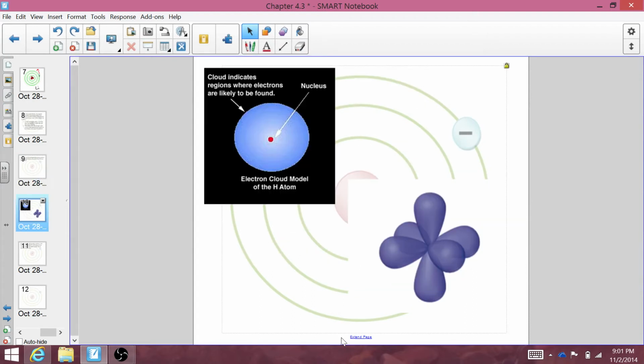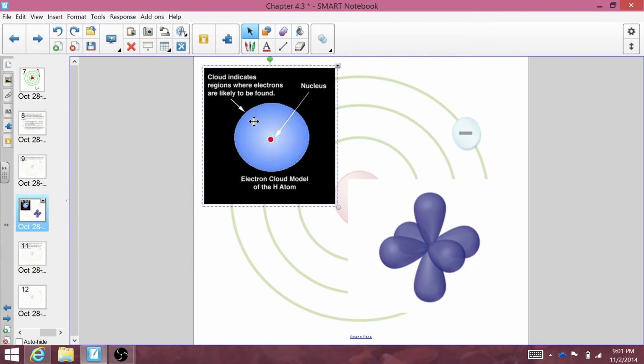So I have a few pictures here. And the first one is an electron cloud model of the hydrogen atom. So you can see this little red dot is the nucleus. And all around here is shaded in blue. And this big blue circle represents everywhere that the electrons could be found. They're more likely to be found closer in, which is why it is a paler color than they are farther out. But the electrons at any given moment could be in any of these spaces.